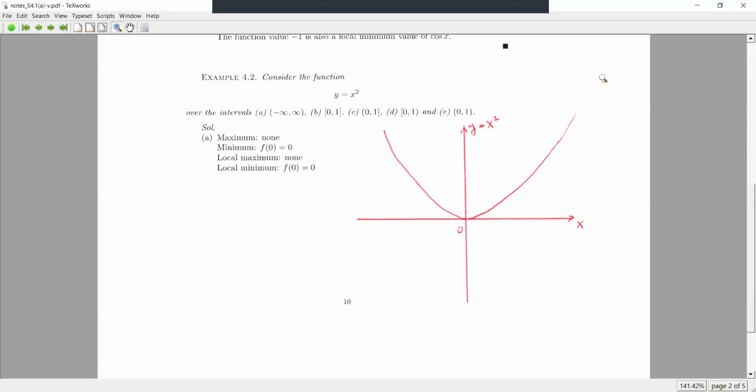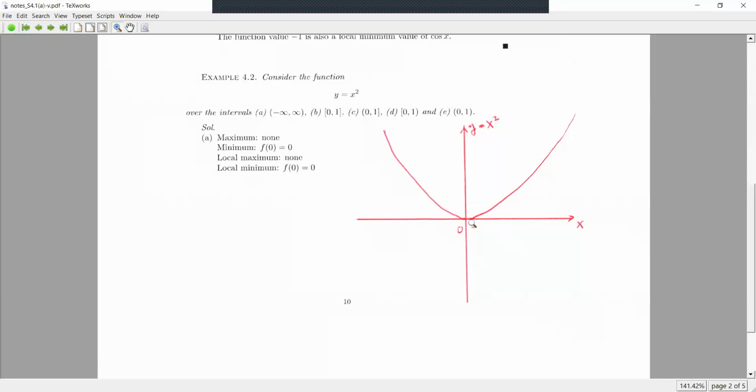Because the whole parabola has no highest point, maximum here means global maximum, and the answer is none. This point is the lowest point globally. So the function value at this point, 0, is the global minimum function value. The location is x is 0. Local maximum: there is no high point on the parabola that is locally a maximum. So the answer is none.